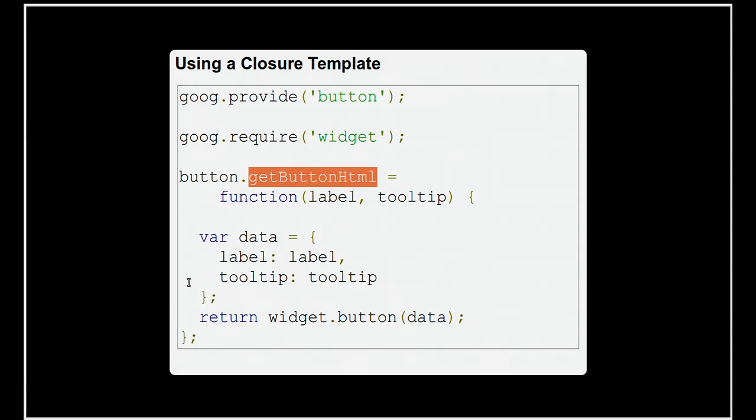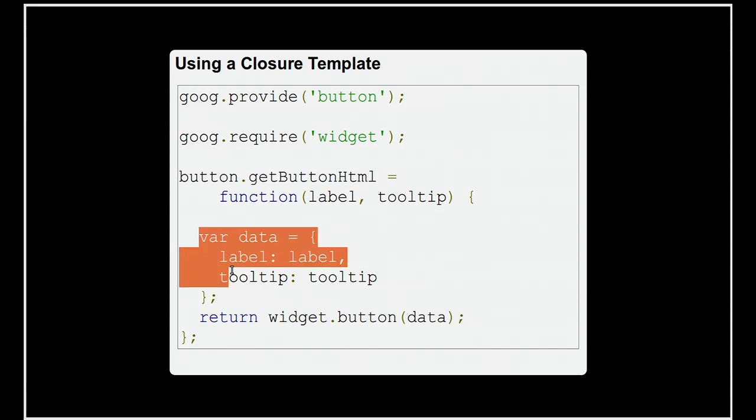It's just a function. All templates take one argument, where the argument is an object literal, where the names of the properties are the names of the template values, and the values of the properties are the values for the template. So basically, we create this data object, and now we can just pass it to widget.button as a function, return the value, and return that from getButton.html.